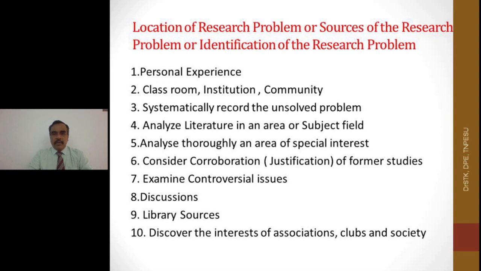Location of research problem, or the sources of research problem, or identification of research problem. Personal experience, classroom, institutions and community. Systematically record the unsolved problem. Analyze literature in an area or subject field. Analyze thoroughly an area of special interest. Consider corroboration, that is justification of formal studies. Examine controversial issues, discussions, library sources. Discover the interests of associations, clubs and societies. We will see one by one with suitable examples and illustrations.